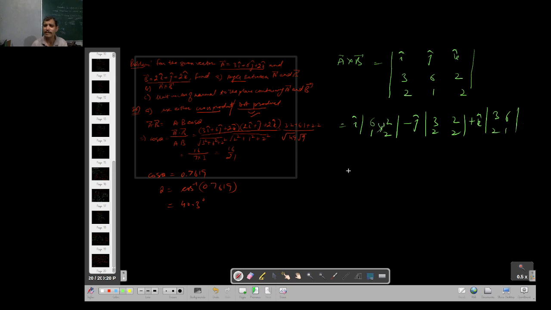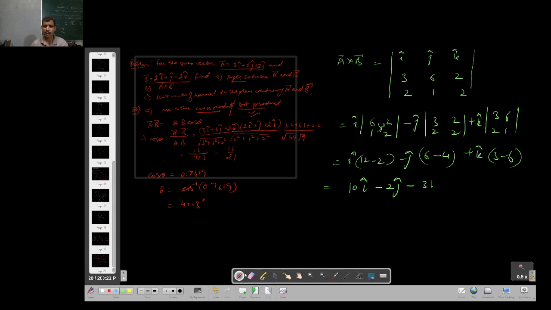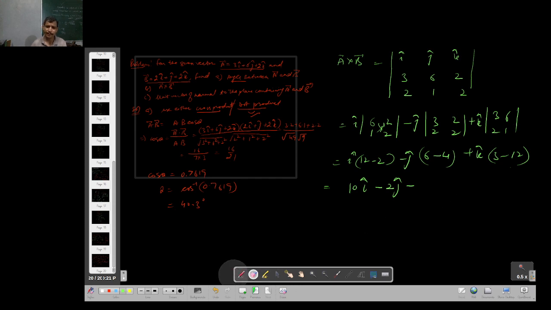So it's like this. It's i times 12 minus 2, 6 times 2 is 12 and 1 times 2, so 12 minus 2, minus j times 6 minus 4, plus k. I multiply 3 with 1 and 2 with 6, so it is 3 minus 12, since 6 twos are 12, so it is minus 9k. So this is A cross B.